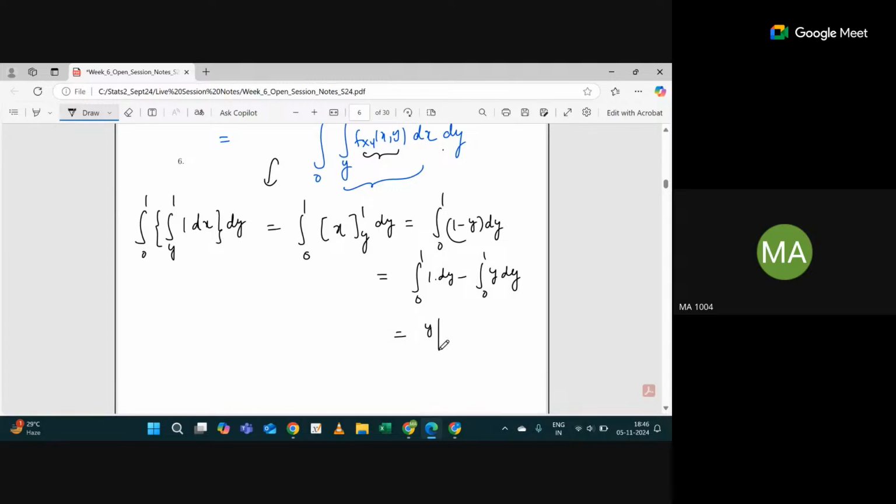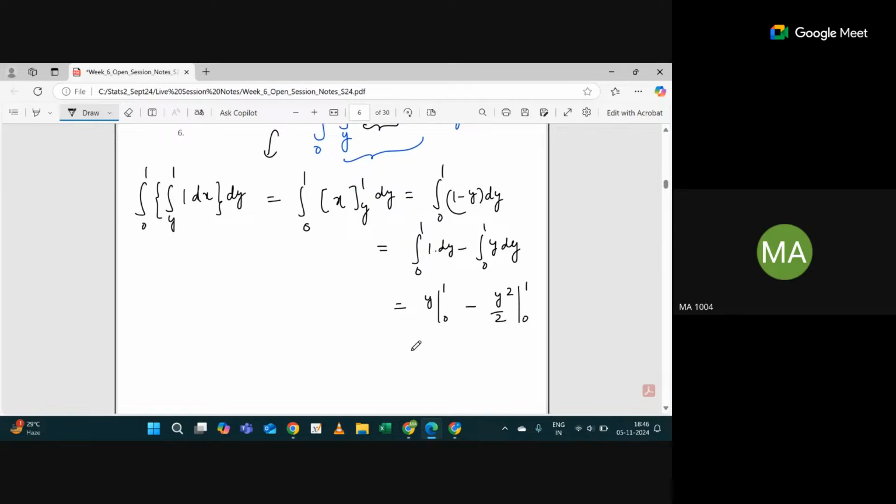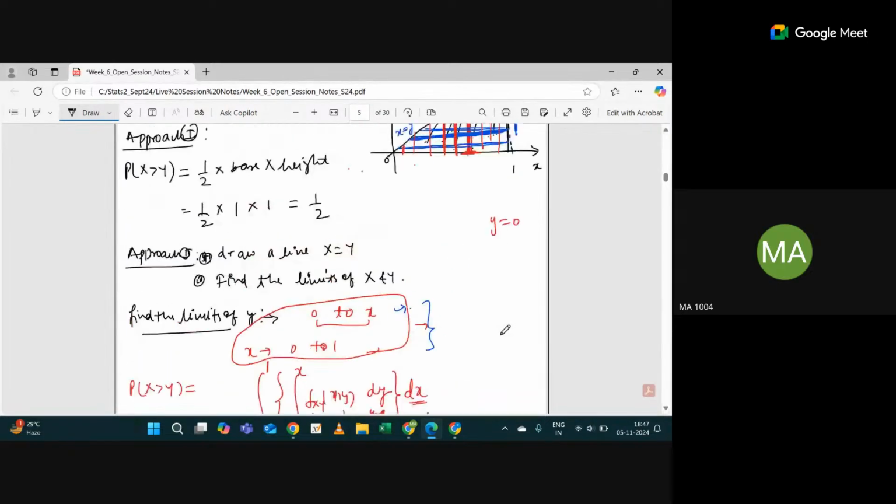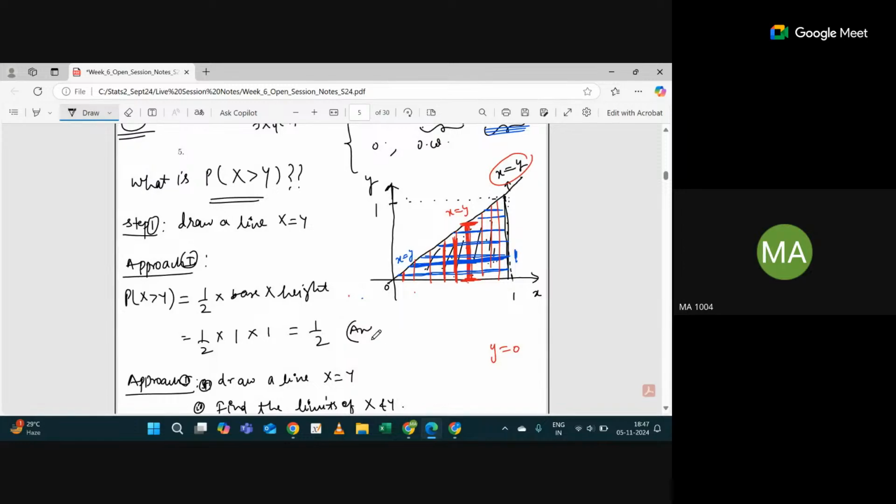So it will be y from 0 to 1 minus y square by 2, from 0 to 1. Just substitute the values. It will be 1 minus 0 minus 1 by 2 minus 0. So it's 1 minus 1 by 2, which will be 1 by 2. So you can see this 1 by 2 is the answer, because when we applied the area part also, we got the same answer.